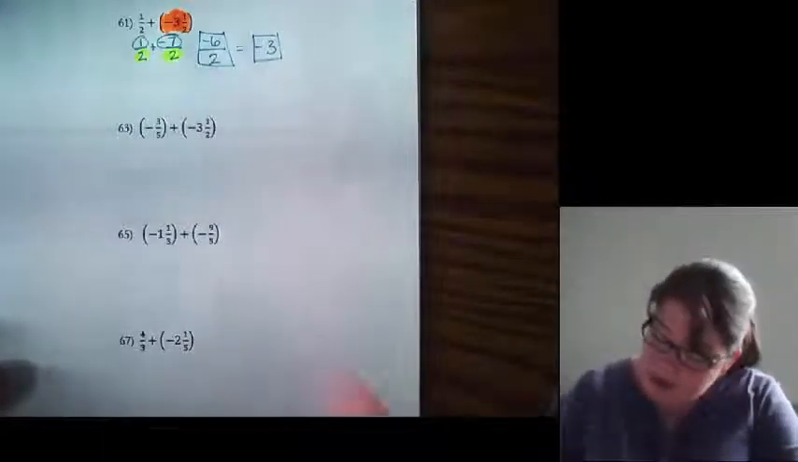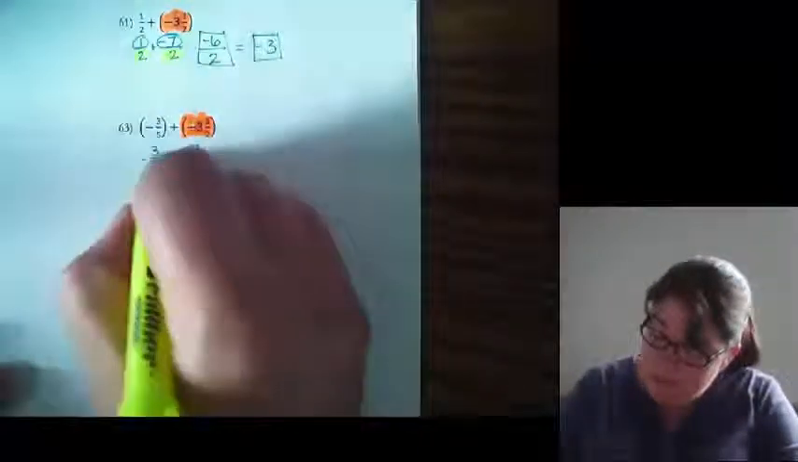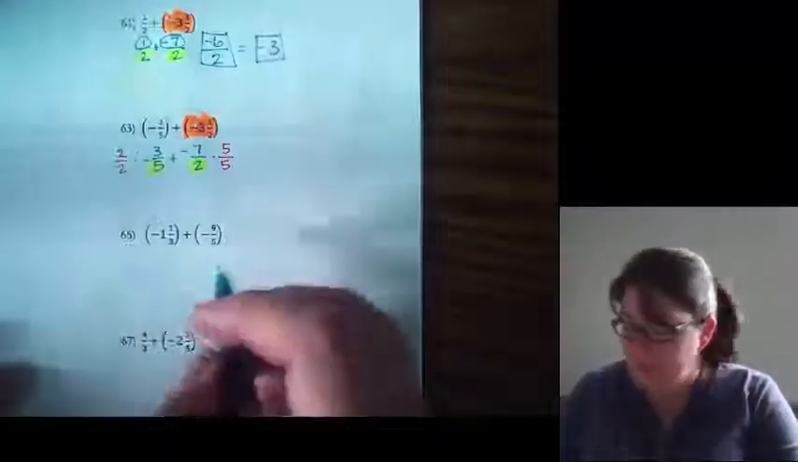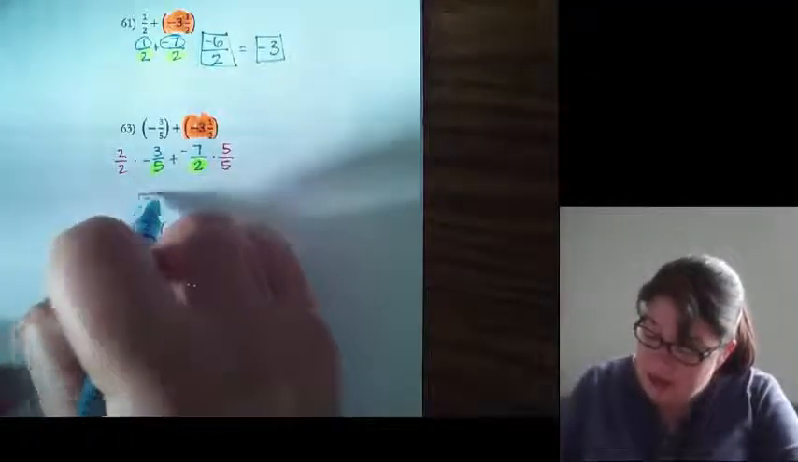Here I only have one mixed number. 2 times 3 is 6, plus 1 is 7. 7 over 2, and it's negative. Here, I'm just going to bring this fraction down. Now, I need a common denominator between 5 and 2. That's easy. That'll be 10. On the right, I'll multiply by 5, and on the left, I'll multiply by 2. So now, I have 10 in my denominator, and 2 times negative 3 is negative 6. 10 in my denominator, and negative 7 times 5 is negative 35.